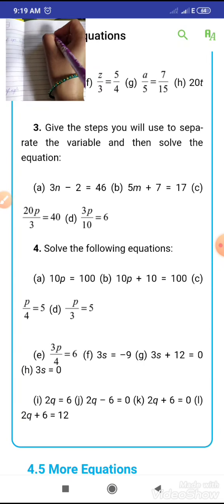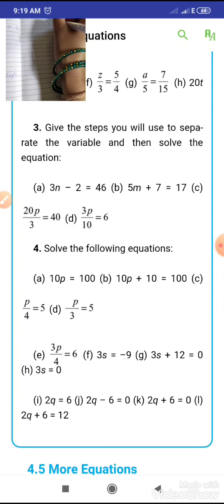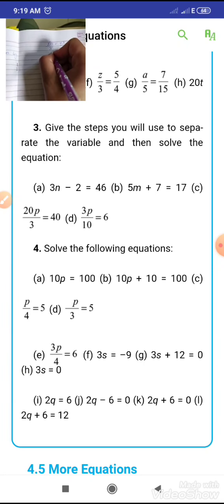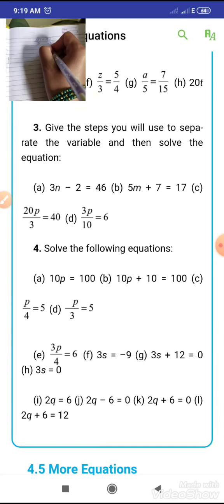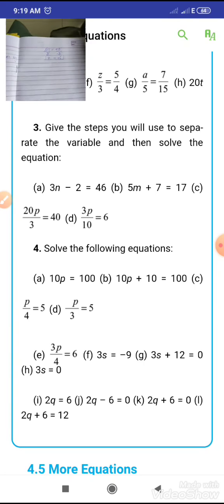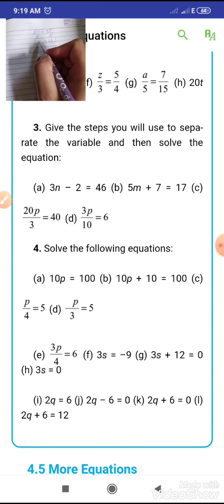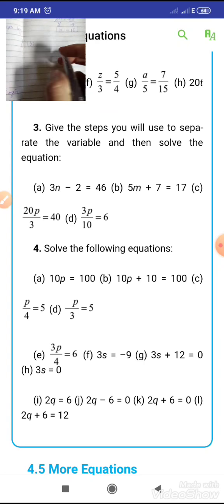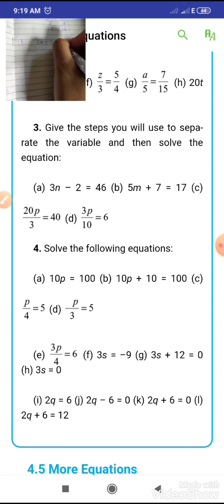In the next step we have 3n is equal to 48, and we have to divide both sides of this equation by 3. Here 3 and 3 will cancel out. On the left side we get n, and on the right side we have 16. So the solution of our equation is n is equal to 16. B part of this question is 5m plus 7 is equal to 17.